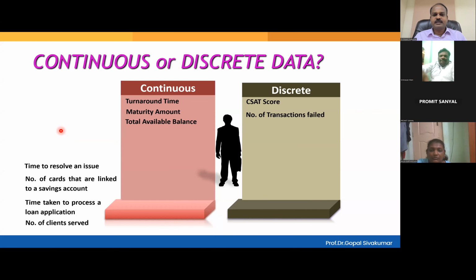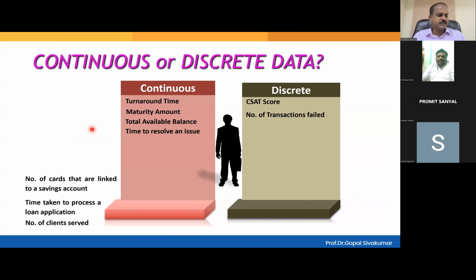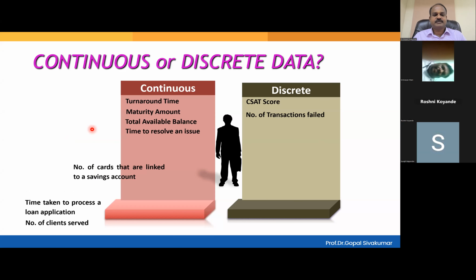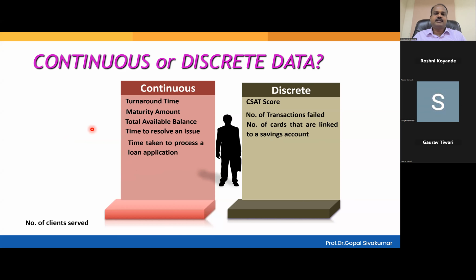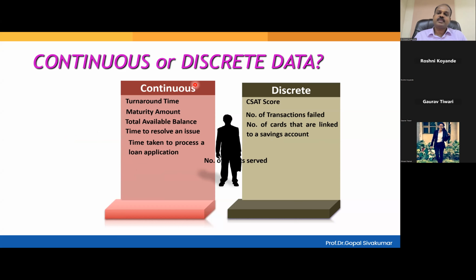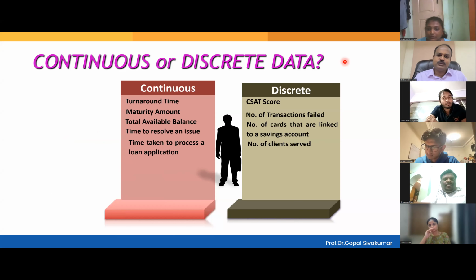So, time to resolve an issue: continuous. Number of credit cards linked to your savings account: discrete. Time taken to process a loan application: continuous. Number of clients served: discrete. Now think about the data you deal with in your current position in your company.